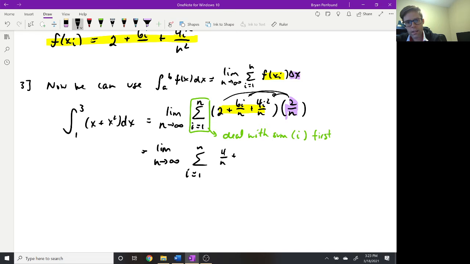We get 6 times 2, which is 12i over n squared. 2 times 4 is 8, so 8i squared over n cubed. I think I wrote something down wrong here. It should be n squared, so just make that fix there. If you need to, this should be n cubed. And you're going to see I'm not a math robot, despite what some people might say. It's very easy in the limit definition to make a small algebraic error like this, so you have to be really, really careful with stuff.